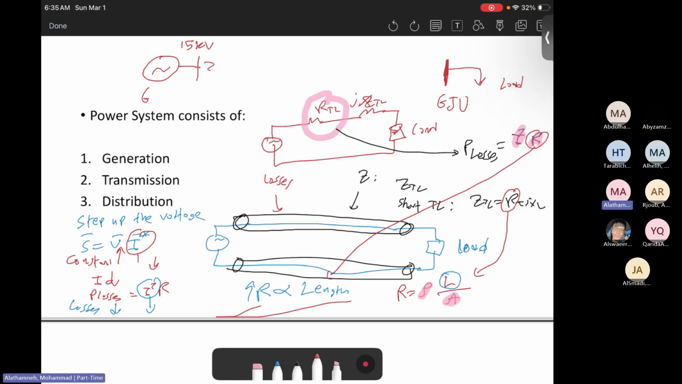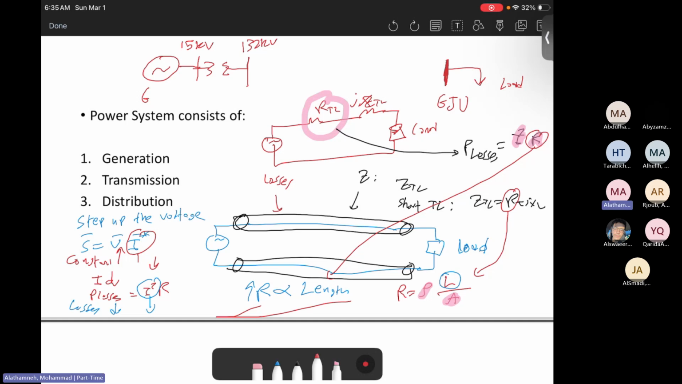So we will add a transformer here. That transformer, a step-up transformer, can convert the voltage, for example, from 15 kilovolts to 132 kilovolts. This is a step-up transformer.